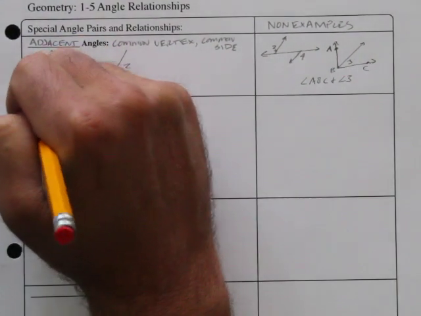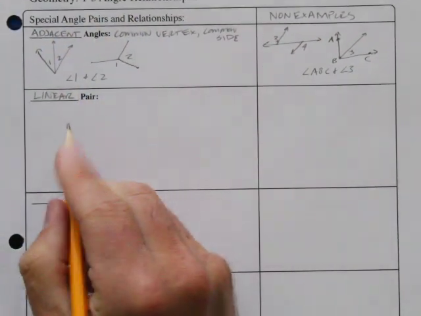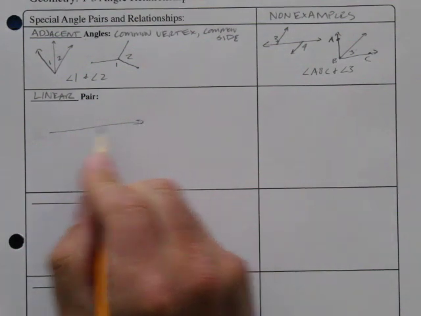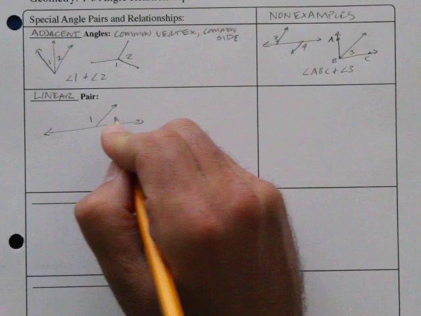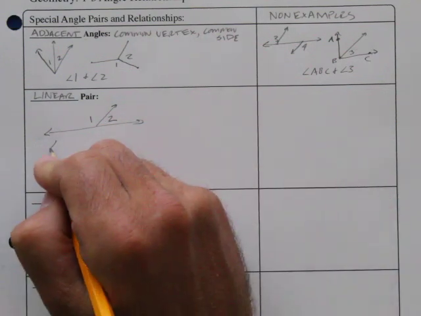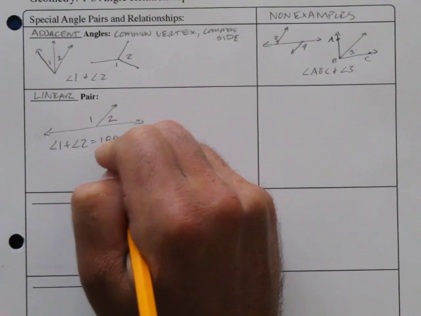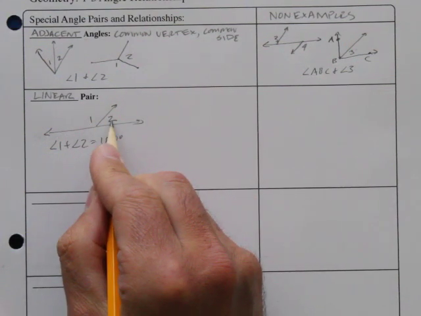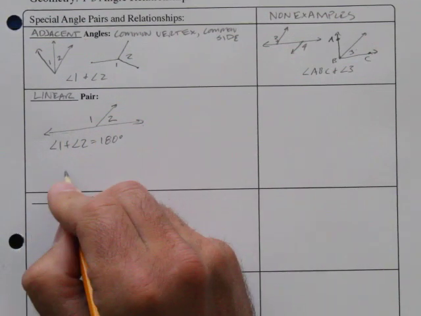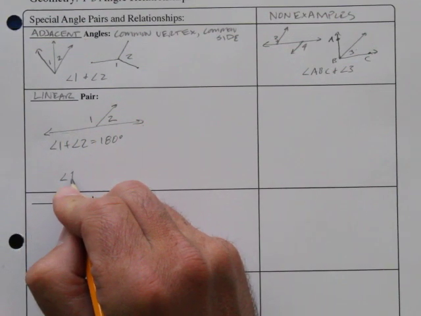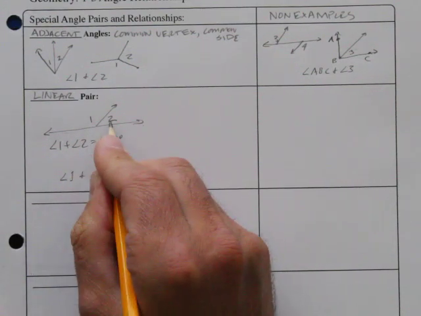Linear pair. Let's just draw an example of a linear pair. Here's a line. Here's a ray coming out of the line. Here's angle 1 and here's angle 2. Angle 1 plus angle 2 equals 180 degrees. So if I add these two together, you get 180 degrees. This is a line. So angle 1 and angle 2 are a linear pair here.